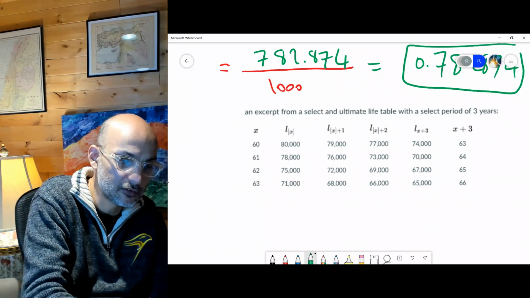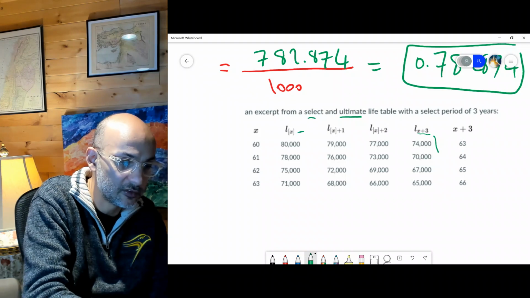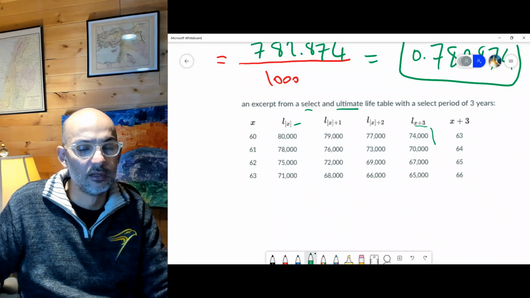Again, to summarize, we need to look at ultimate, which is starting here, you know, it becomes ultimate, and select. Select is this period, right? It's important for us to understand these concepts.